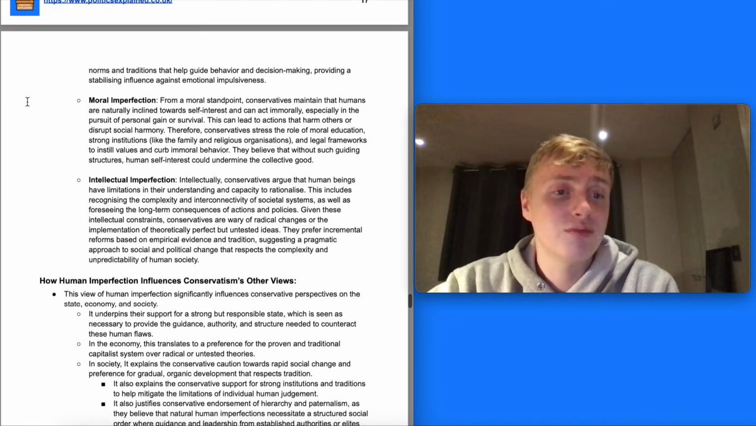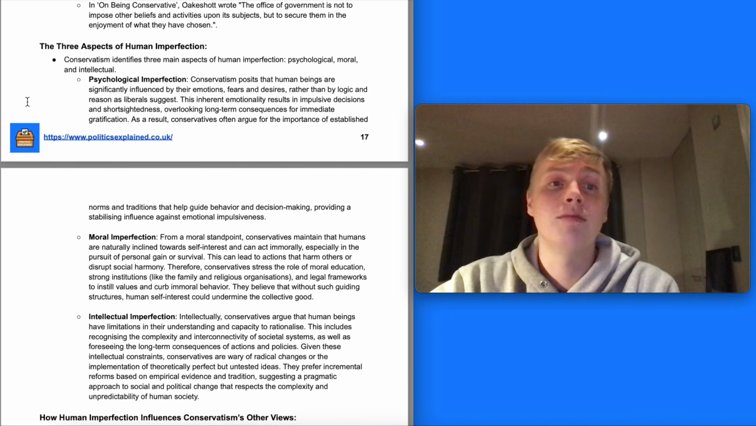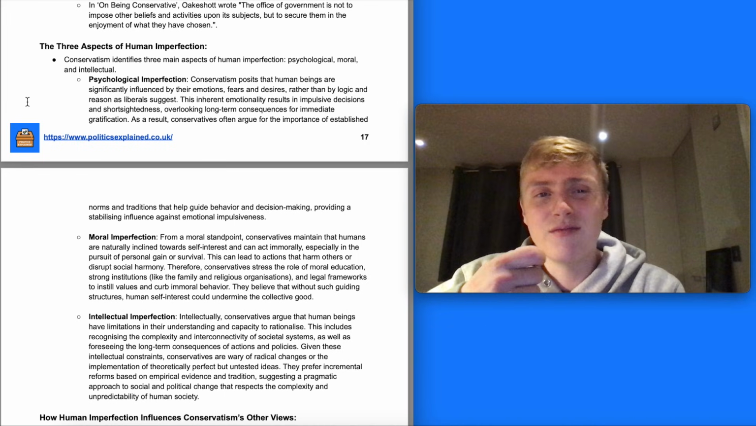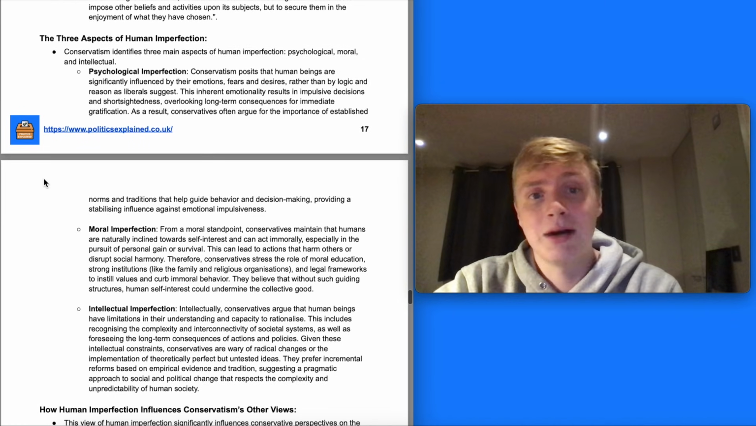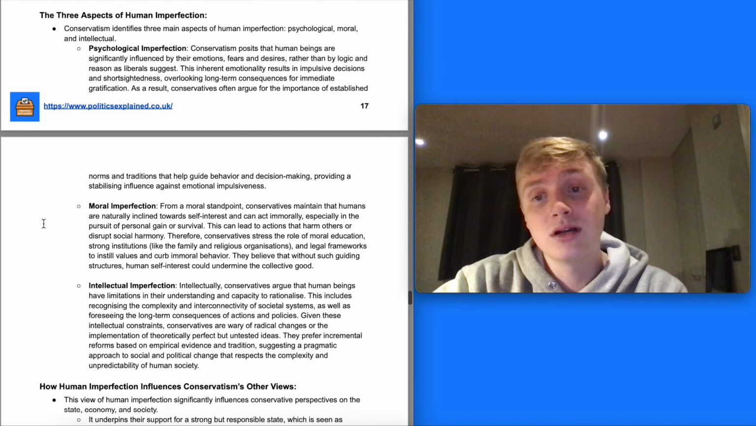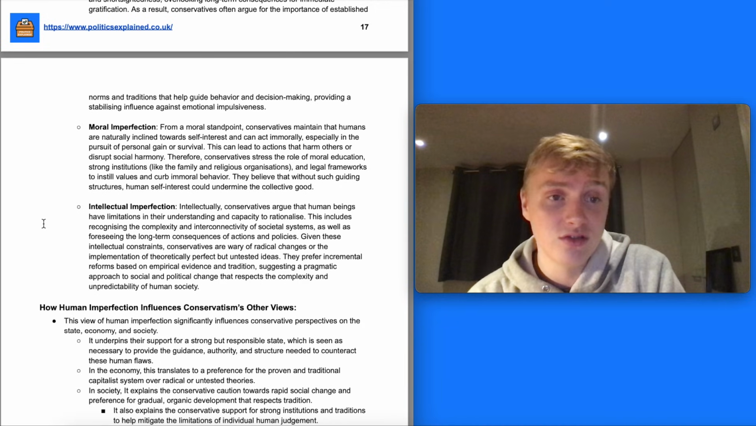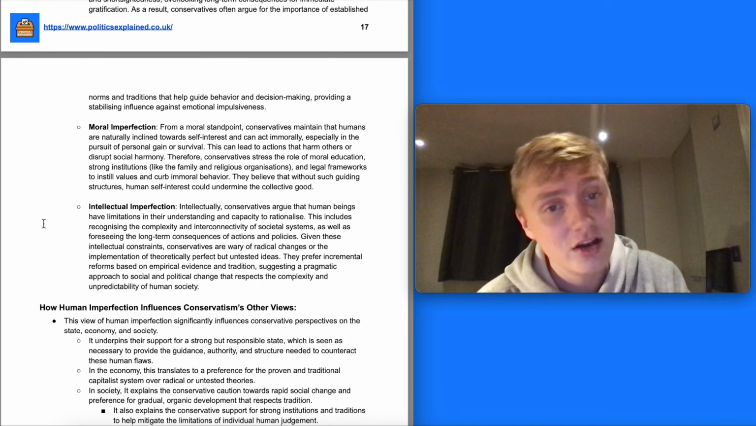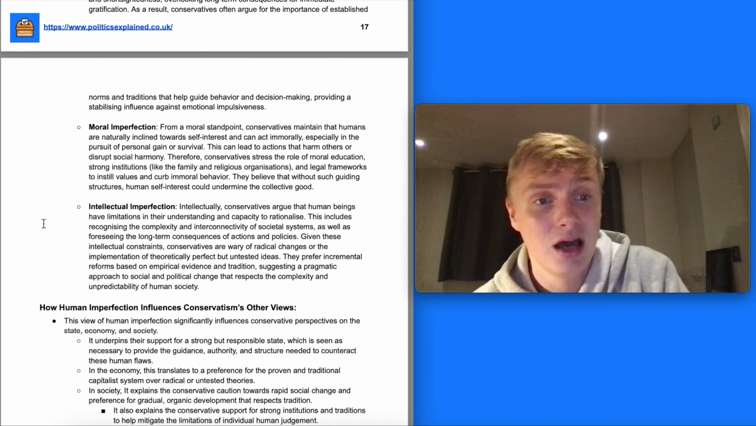It can be really useful to break human imperfection down into three aspects. You've got psychological imperfection. They believe that humans are influenced by their emotions, fears, and desires rather than rational thought. As a result, they saw traditions and guidance as important to guiding human nature, which links into Burke's support for localism and for little platoons. They saw humans as morally imperfect, so naturally inclined towards self-interest and potentially acting immorally, and also intellectually imperfect.